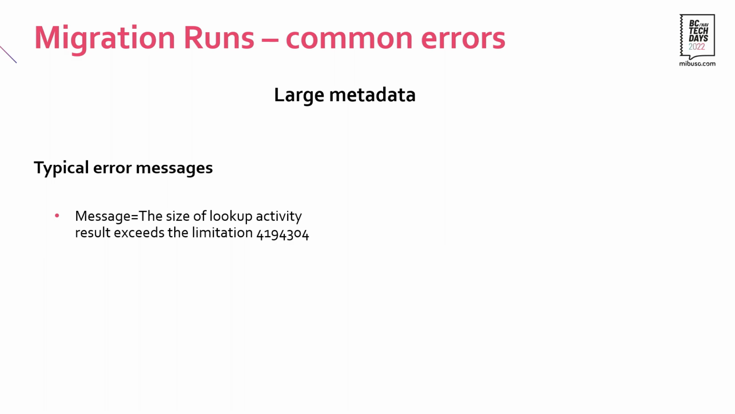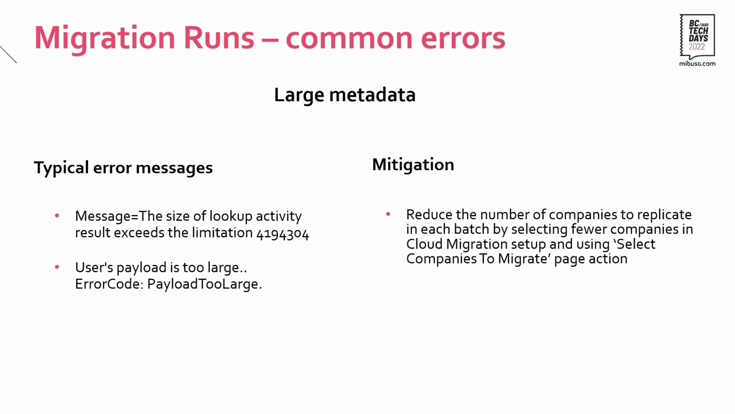And the error message is coming directly from Azure Data Factory, so it's maybe not easily understandable. One could be the lookup activity result exceeded the limitation, or the user payload is too large. It's during the runtime of Azure Data Factory, and you see them directly. We don't have a chance to intercept them and change the wording there. So if you see that, you're probably trying to migrate too many companies at once.